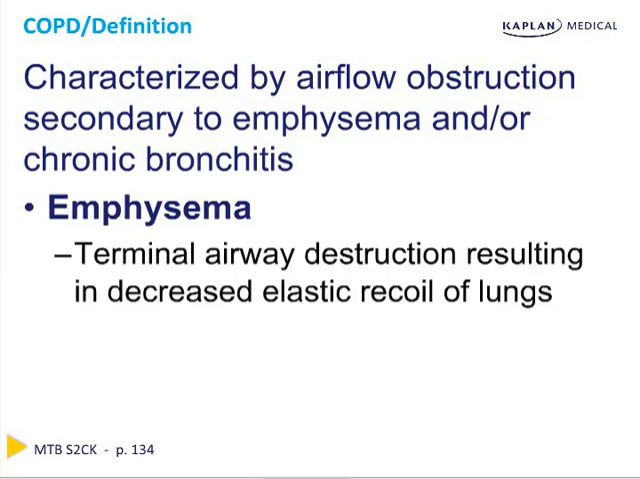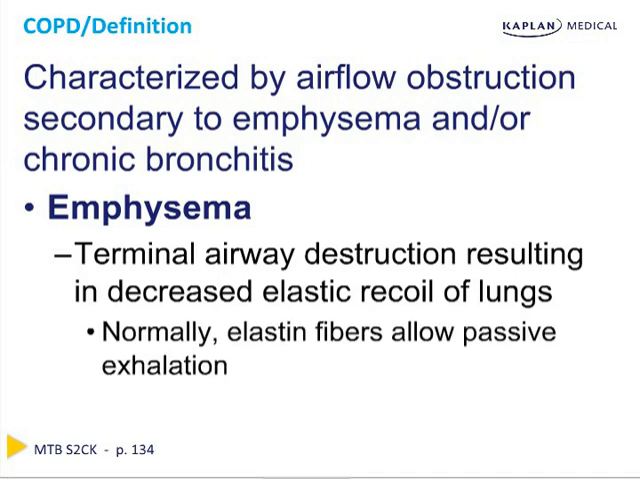Firstly, emphysema is defined by terminal airway destruction resulting in decreased elastic recoil of the lungs. In the normal healthy lung, elastin fibers are what allow for passive exhalation. In the emphysematous lung, this terminal airway destruction actually results in destruction of the elastin fibers as well, and hence decreased elastic recoil of the lungs. You can imagine that if elastic recoil of the lungs is not working so well, there is going to be obstruction to exhalation of air.